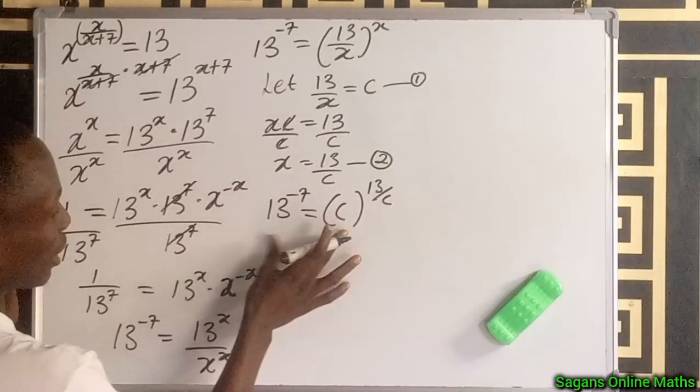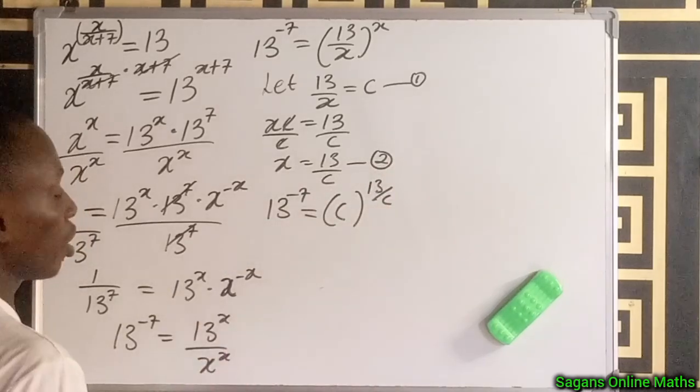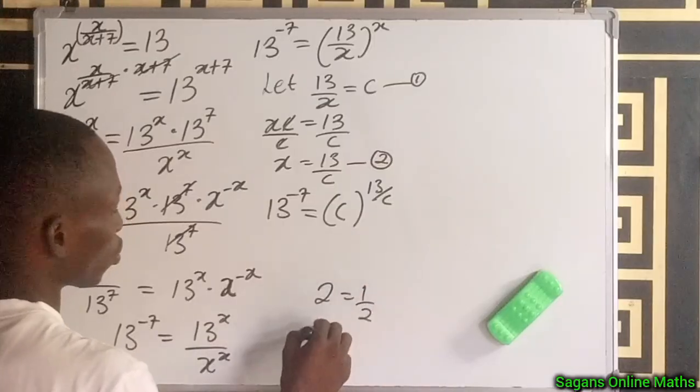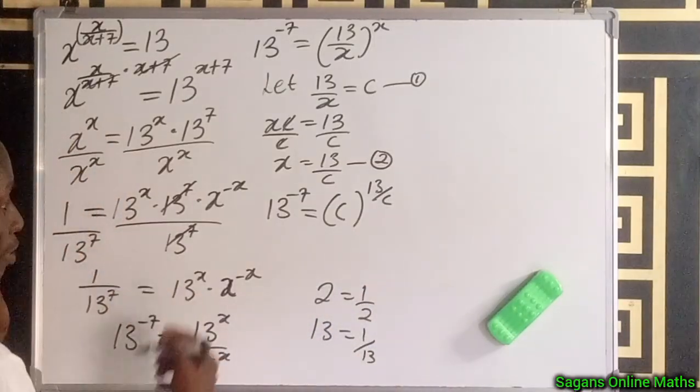Now, our target here is to remove 13 from here. So what you have to do is to multiply both powers by the reciprocal of 13. Take note that the reciprocal of 2 is equal to 1 over 2. So the reciprocal of 13 will be equal to 1 over 13. So we want to multiply both powers by the reciprocal of 13.